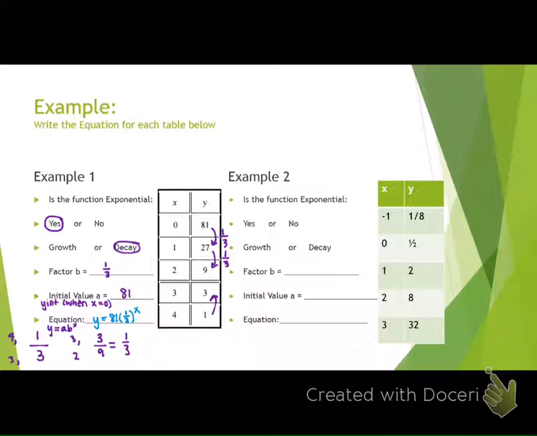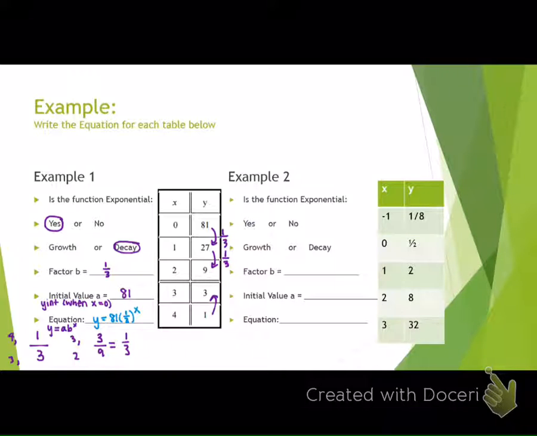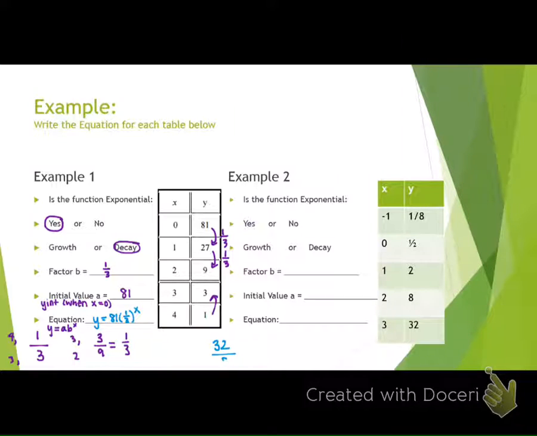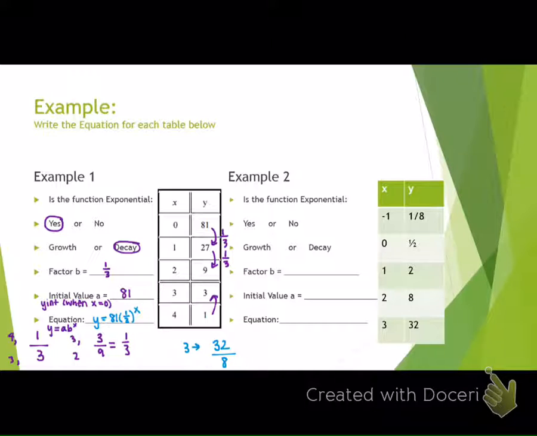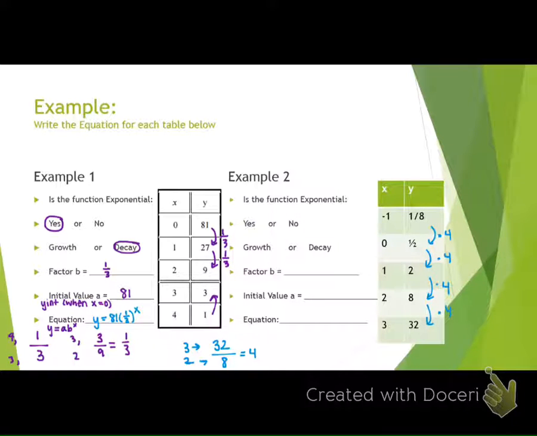So we've already kind of talked about this. And we said that if you do 32 divided by 8, so this is the third and this is the second, we get 4. Does it look like on this table we are multiplying by 4 each time? Half of 4 is 2. 2 times 4 is 8. 8 times 4 is 32. So that does make sense there. So is this exponential or not then, Jacqueline?